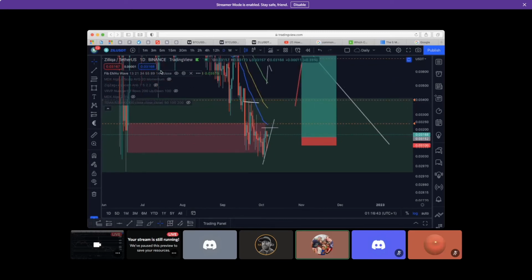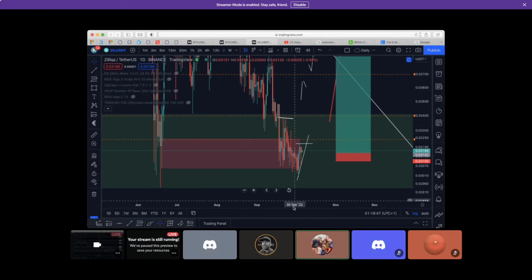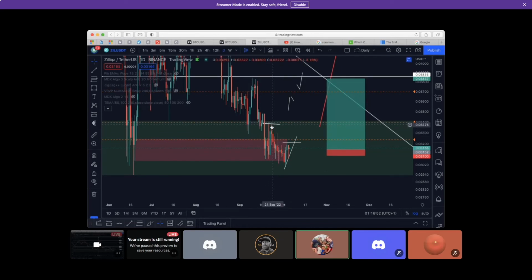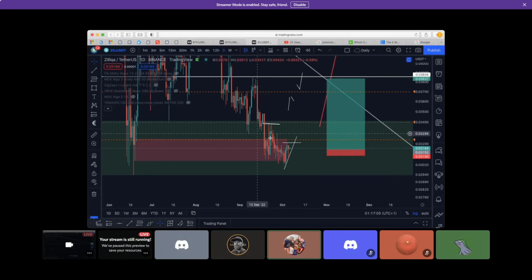So let me clean this. See the wicks of bodies here. These wicks act as supply zones, so you can take profit here as well. Me personally, I take profit here, here, here. Do you know what I mean? Yeah, makes sense. Because previously these were supply zones, so it was overvalued and sold off quickly.